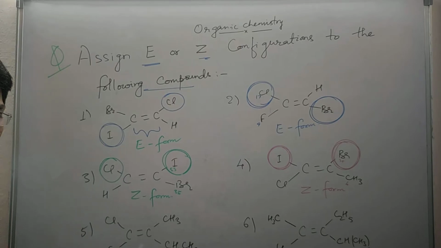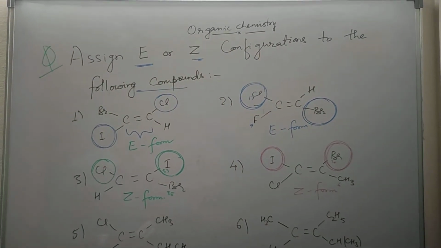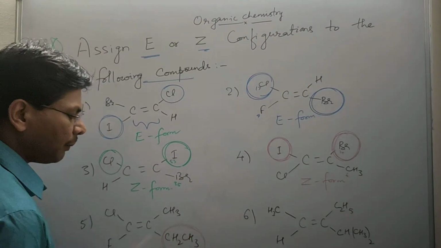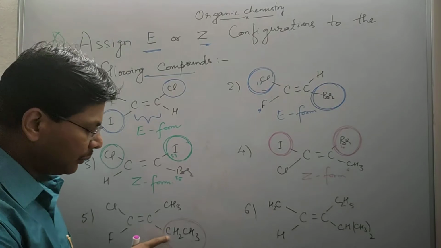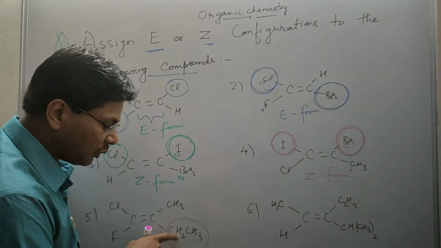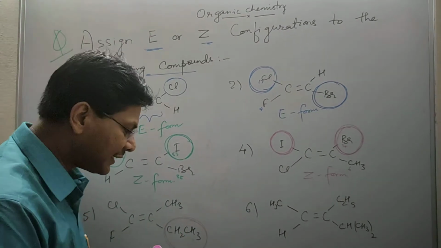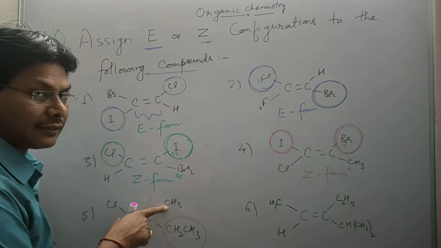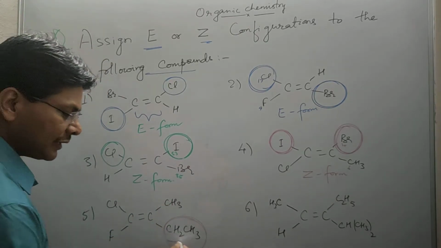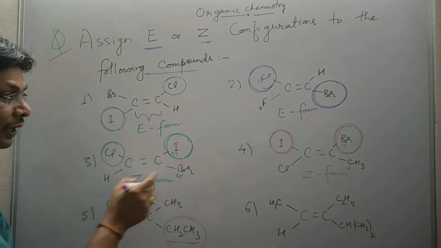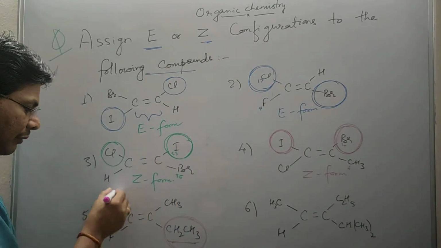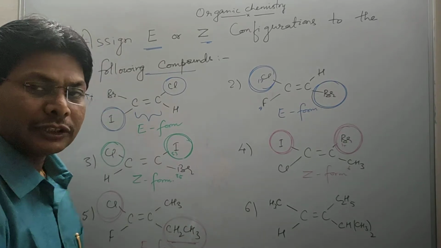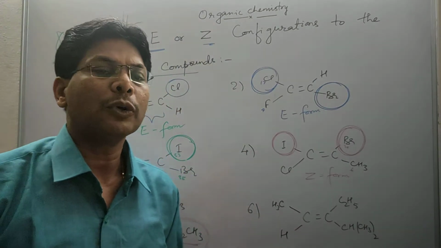Now moving to question number 5. We have an ethyl group and a methyl group. As I already told you, this carbon and carbon is common, so we will move to the next atom. Here there are 2 hydrogen and 1 methyl group, that means 1 carbon is there, but here 3 hydrogen are there after the carbon, so priority is given to ethyl. And out of fluorine and chlorine, as we have already done, chlorine will be given more priority, so it is E form. E form means entgegen, entgegen means opposite.